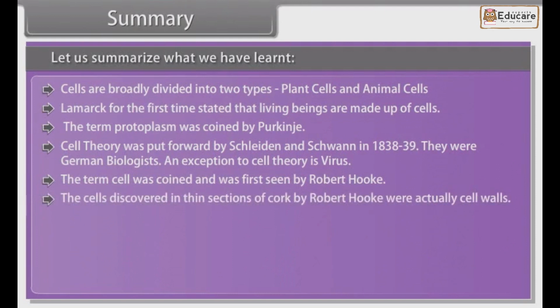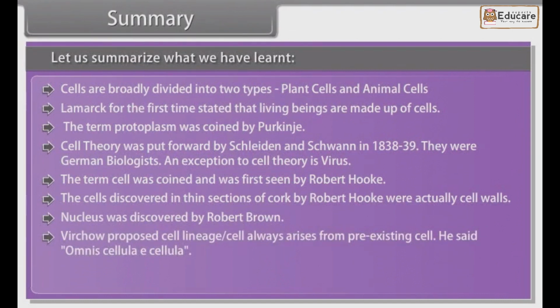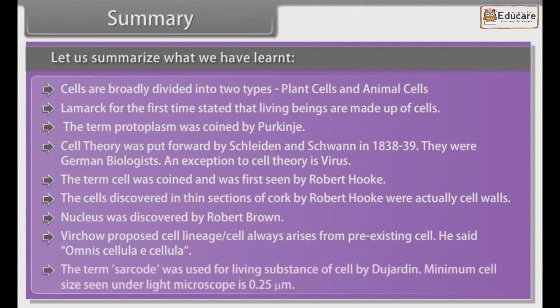The cells discovered in thin sections of cork by Robert Hooke were actually cell walls. Nucleus was discovered by Robert Brown. Virchow proposed cell lineage. Cell always arises from pre-existing cell. He said, "Omnis cellulae cellula." The term sarcode was used for living substance of cell by Jordan. Minimum cell size seen under light microscope is 0.25 micrometer.